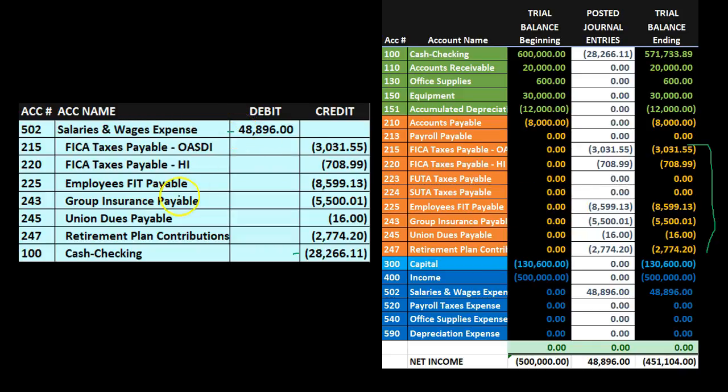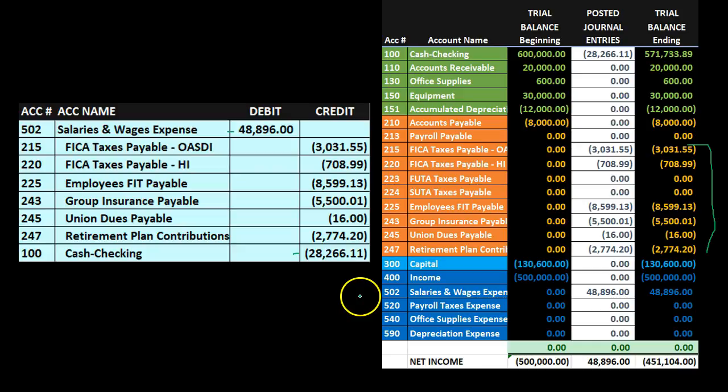And note that we're changing net income not by the net check, not by the cash, but by what was earned. So we changed it by what was earned. 48,896 was earned, even though 28,266 was all that is paid at this point on an accrual basis. Then we recognize what was earned, the 48,896. So net income went down by the 48,896, 500,000 before, 451,104 now, 500,000 minus the 48,896.